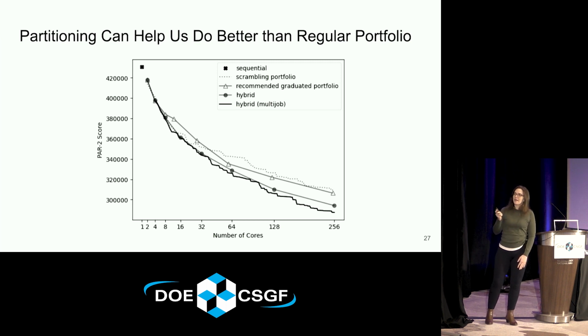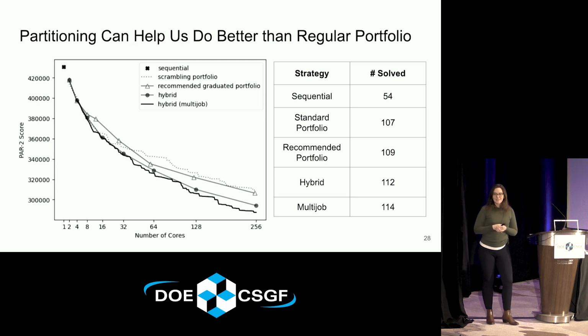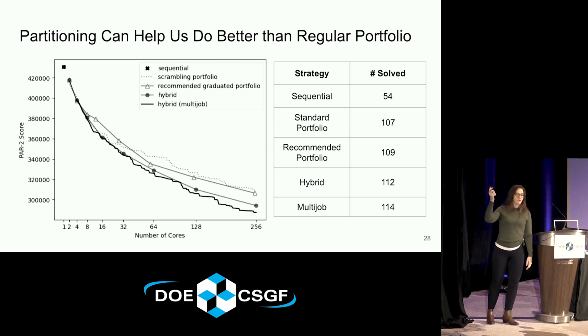Okay, and I just want to highlight real quick that maybe we're used to seeing better scaling in HPC applications, but each single extra problem that we solve is actually a huge step forward because these are very hard problems that are previously unsolved by all of our strategies. You can see we go from solving 54 when we run them sequentially. When we have multi-job, which can be improved on, by the way, we can solve 114.